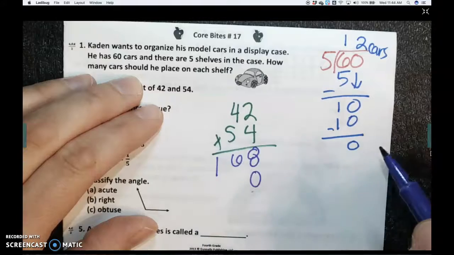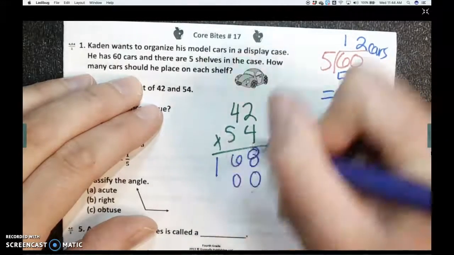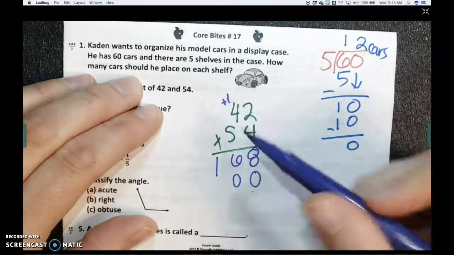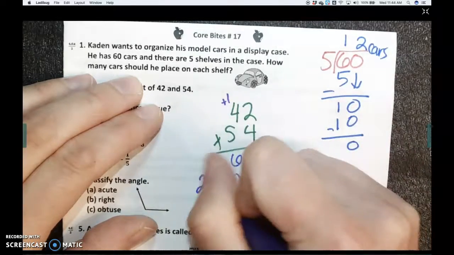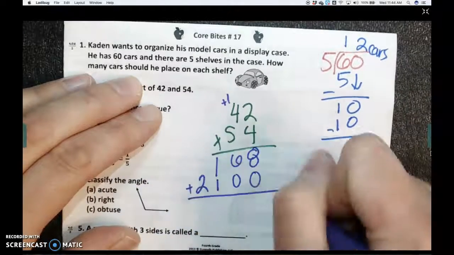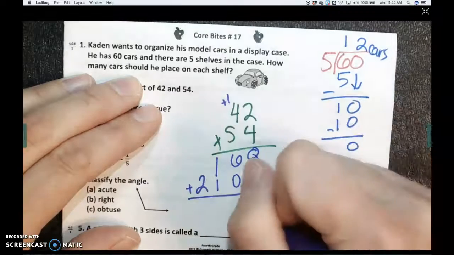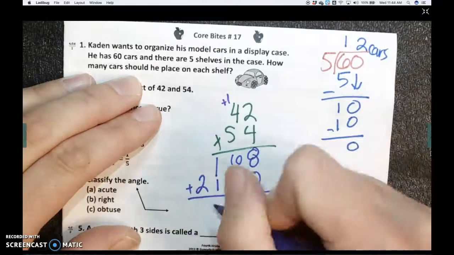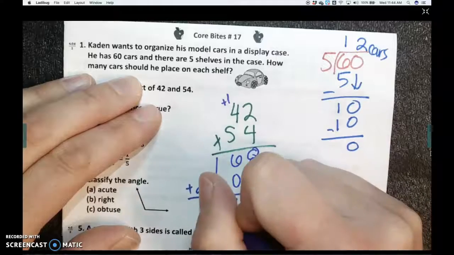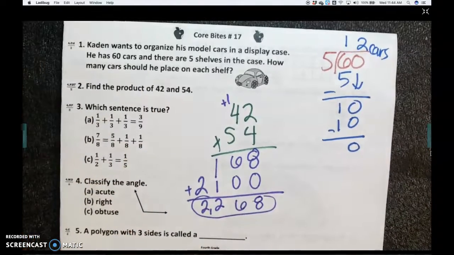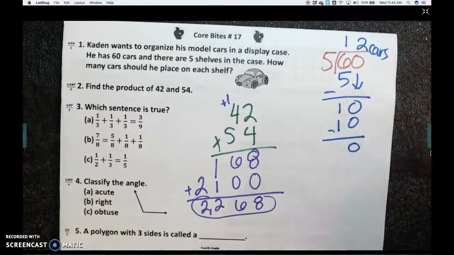So 5 times 2 gives you 10. So you're going to regroup that 1. 5 times 4 gives you 20, plus 1 is 21. And you've got to make sure that you line up your numbers correctly. So 8 plus 0 is 8. 6 plus 0 is 6. 1 plus 1 is 2. 2 plus nothing is 2. So your answer would be 2,268.